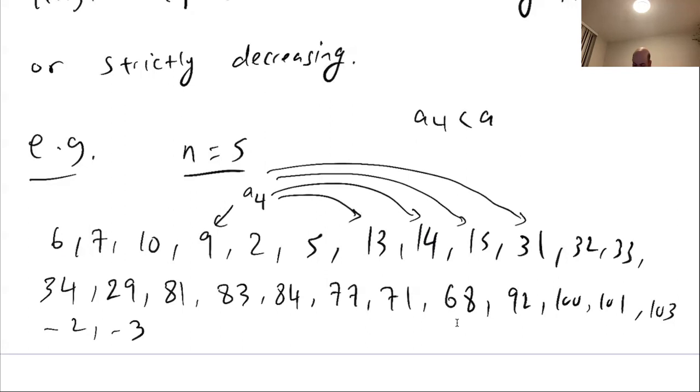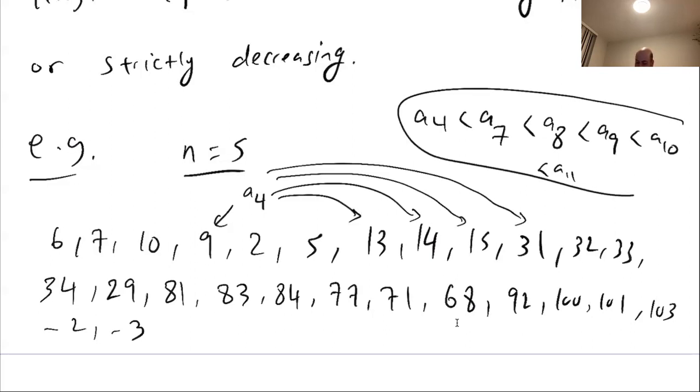13 is what? Which index? 5, 6, 7. A7, A8, A9, A10, A11, A12. See here I have 3, 5. It's now 7. 6 is enough. I have 6 elements, which is increasing. And this is a subsequence of the original sequence.